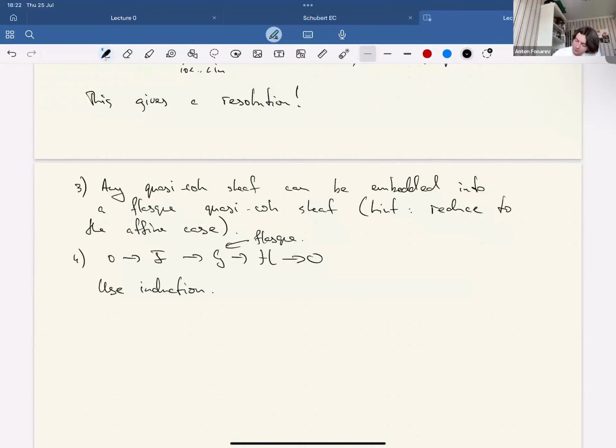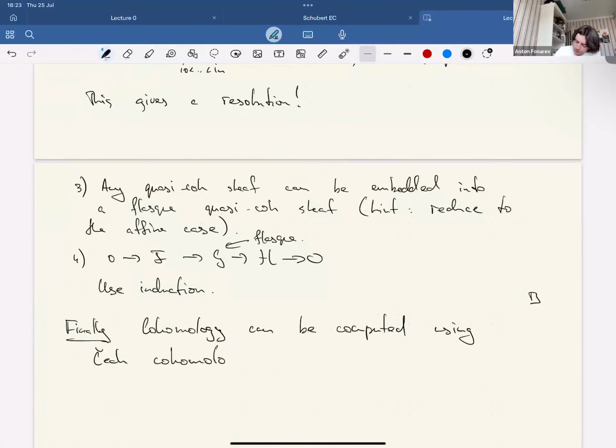As we used before, we don't have much time, so I don't want to discuss many questions here, but as a result, the most important thing that you want to remember is that finally cohomology can be computed using Čech resolutions, Čech cohomology, and an affine covering.